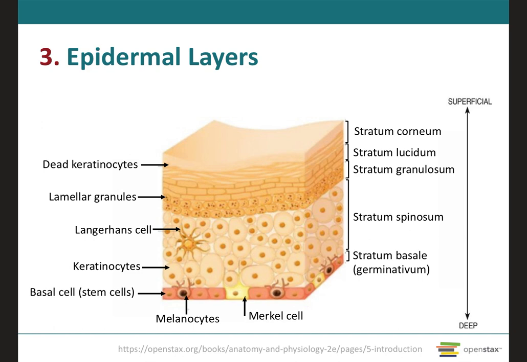First, we have the stratum basale, which is the deepest layer of the epidermis. It is composed of a single row of cuboidal, which are squared, or columnar, which are rectangular, keratinocytes, which are the types of cells, and some of which are stem cells that will then undergo cell division to continually produce new keratinocytes.